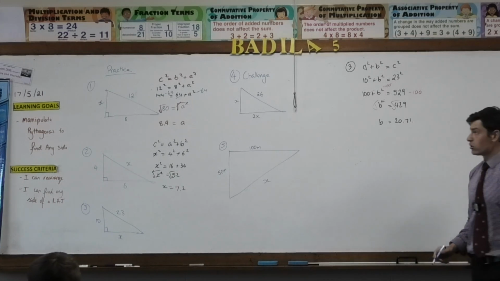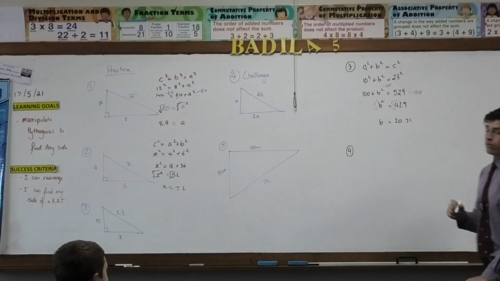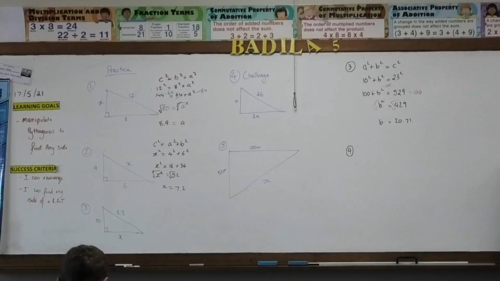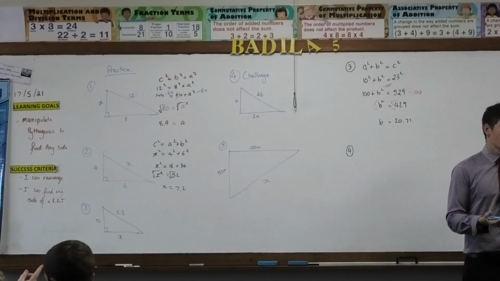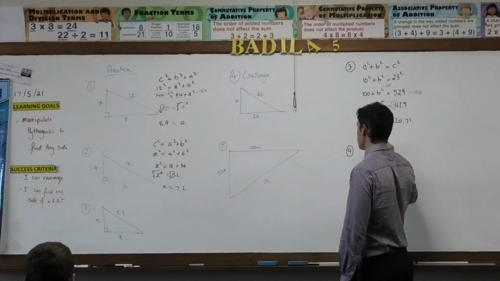Now, for question 4. Guess what I've got? I've got a challenge. I've also got a right angle triangle. Sort of looks like two known sides, but let's just, what strategy should I use? Pythag. That's very true.